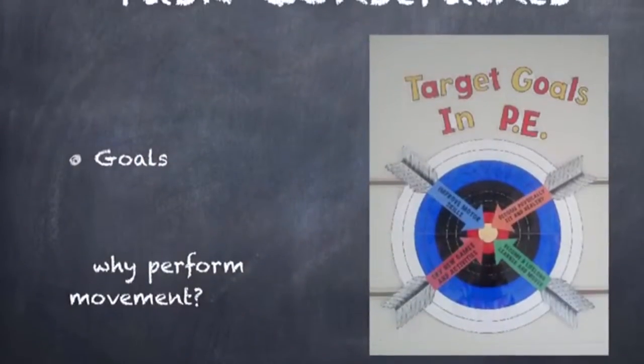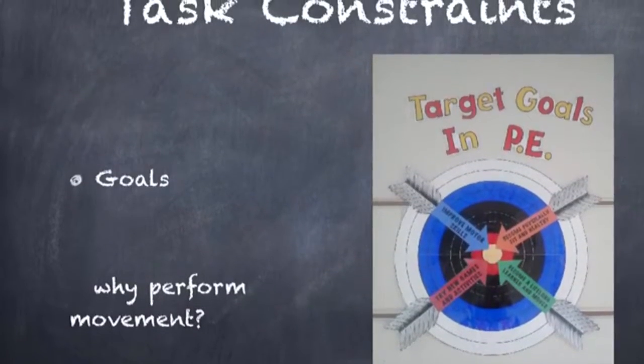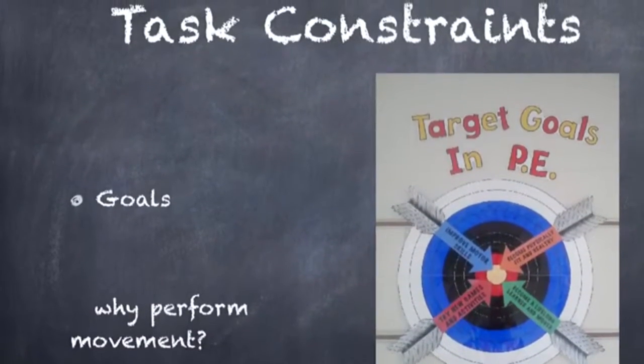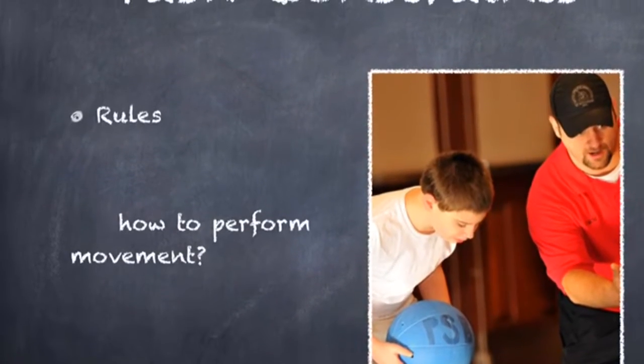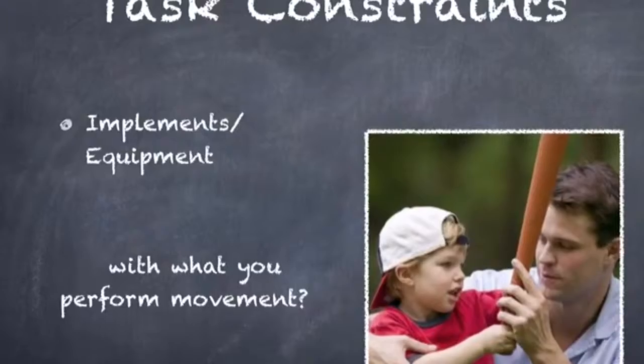Task constraints are a set of requirements that are unique to a particular activity. They include goals, rules, and lastly, implements or equipment.